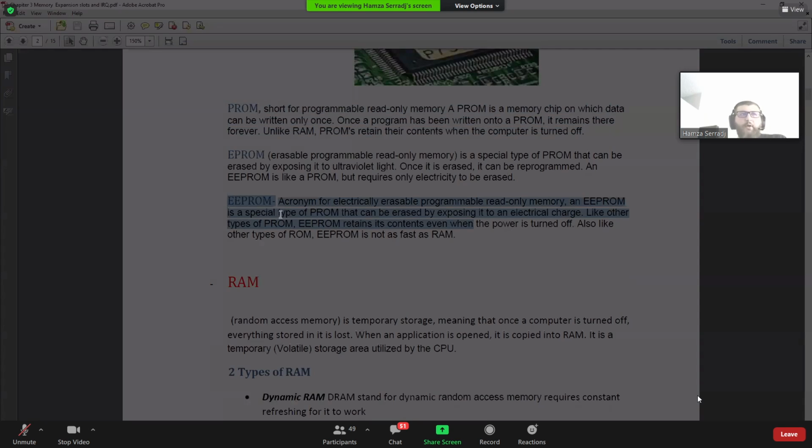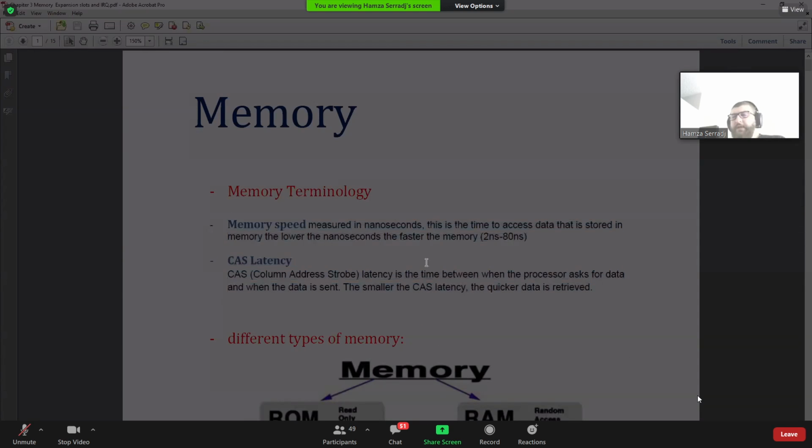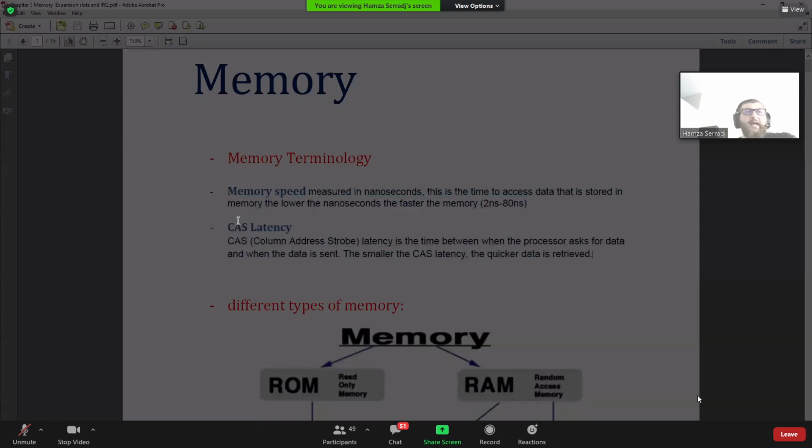Of course, all the memories have this specification of speed. They're really fast, talking about 2 nanoseconds to 80 nanoseconds per operation, right? And they have a CAS latency that we're going to talk about. It's column address strobe. This is the time between looking for something on the memory and that thing being available on the data bus. So the time in between is called latency. It's a parameter that is really important when we refer to the RAM.